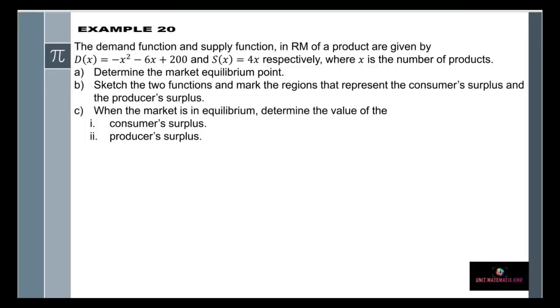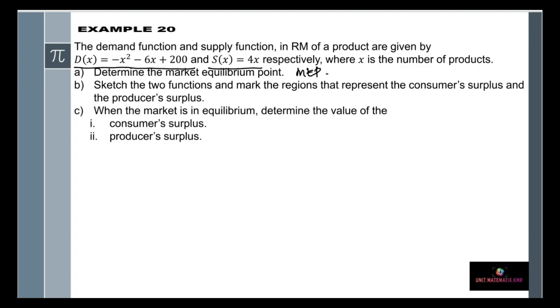The demand function and supply function in ringgit Malaysia of a product are given by D(x) equals negative x squared minus 6x plus 200 and S(x) equals 4x respectively, where x is the number of products. Determine the market equilibrium point. Sketch the two functions and mark the region that represents the consumer surplus and producer surplus. When the market is in equilibrium, determine the value of consumer surplus and producer surplus. So for question A, we have to find MEP.